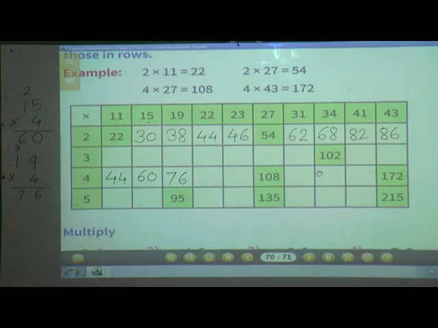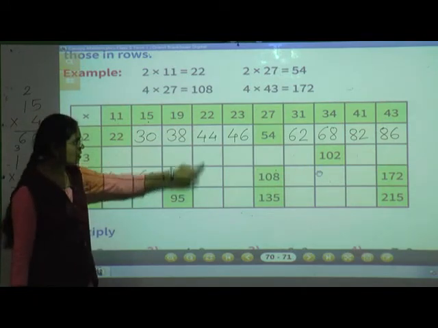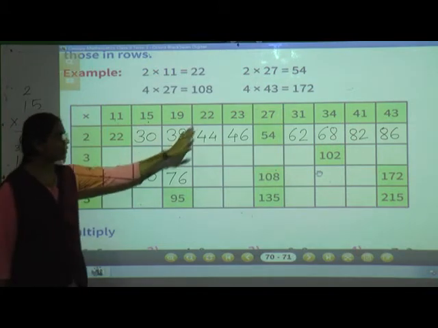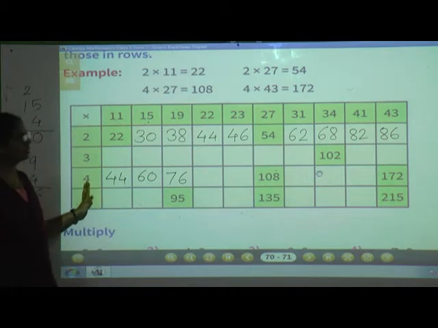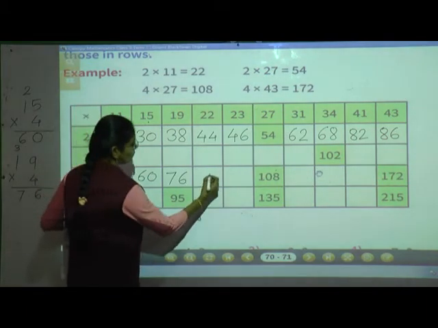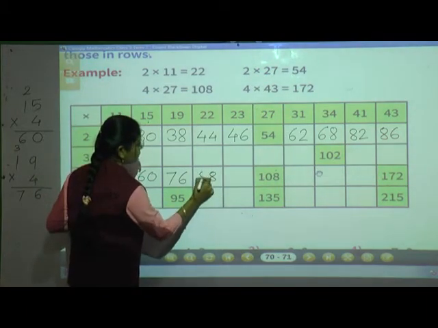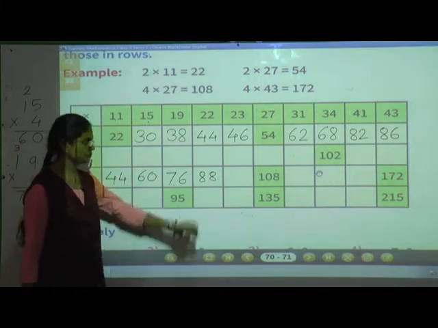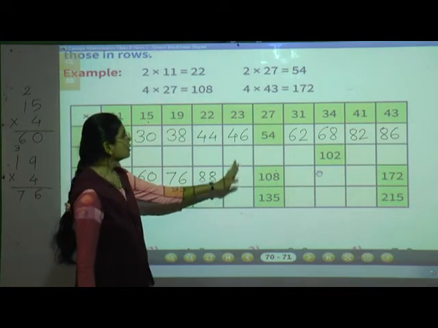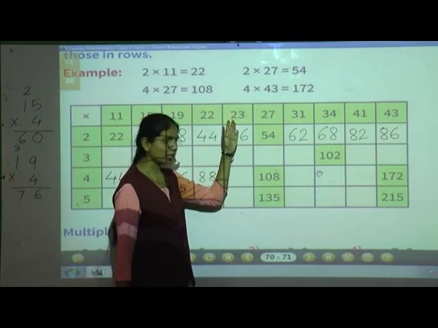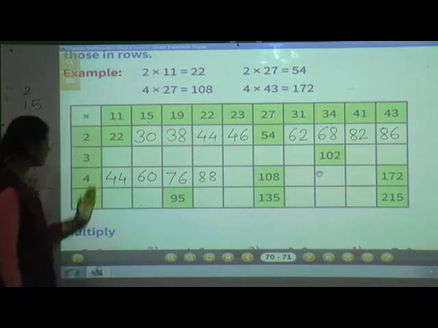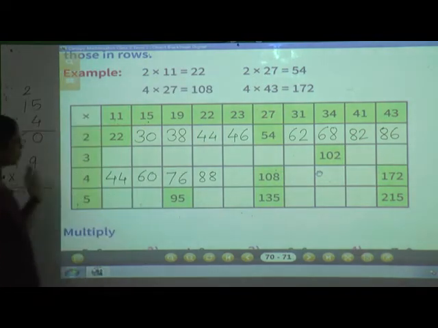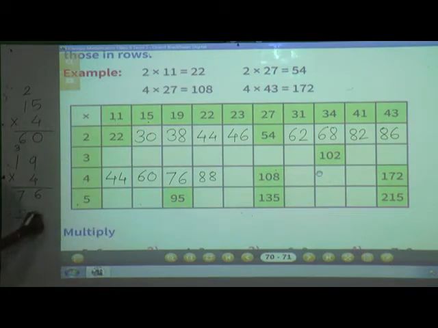Next is 22. See here the next number is 22. Okay. And here which number is that? 4. So 22 into 4. Orally also you can do this. 4 2s are 8 and again 4 2s are 8. So 22 into 4 is equal to 88. Then see in the row next number is 23 and in the column the number is 4. So 23 into 4. Do the multiplication.